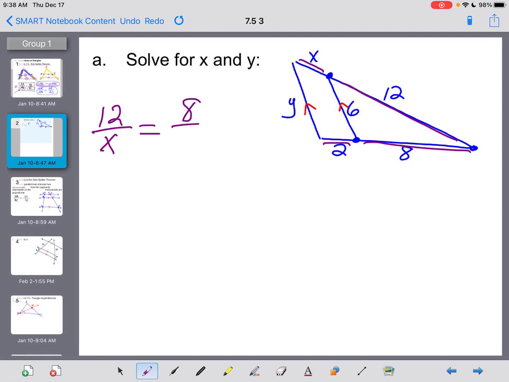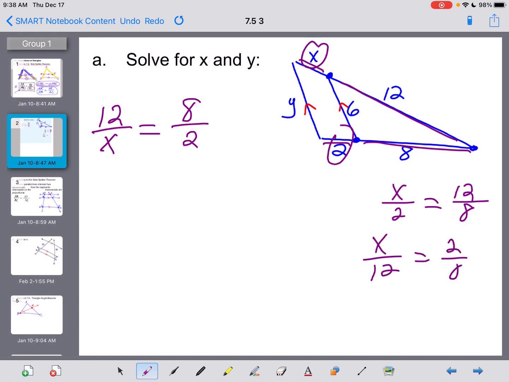8 would be the big piece, and 2 would be the small piece. This proportion here is correct, although, as I've tried to say this entire chapter, that is certainly not the only way you could have set this up. You could have done something like x over 2, this over this, is equal to 12 over 8. That would have worked. Or you could have done x over 12 is equal to 2 over 8.